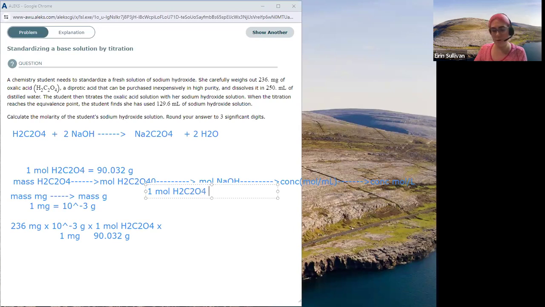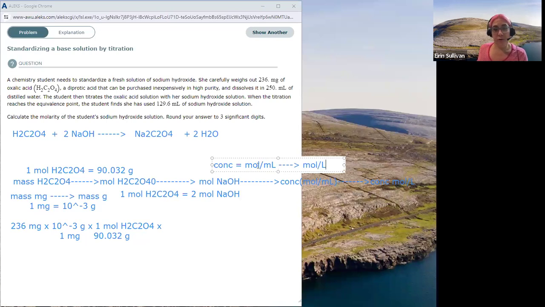I got distracted by that milligrams to grams and didn't write it in here, did I? So I should probably do that. There's our equivalency we're using. To get from the moles of sodium hydroxide to the concentration, concentration equals moles per litre, but we've only got milliliters, so we'll do moles per milliliter first, and then convert to moles per litre.